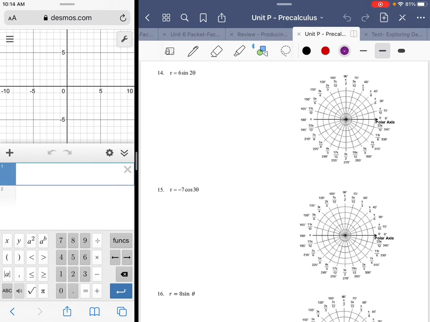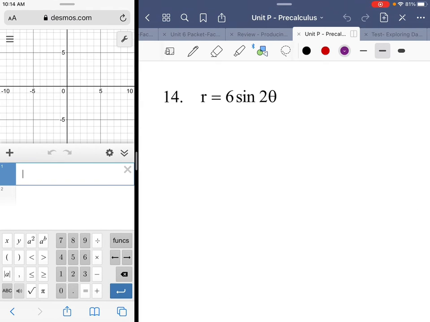So we're looking at page 15 in the Unit P packet, specifically number 14, r equals 6 times the sine of 2 theta. For this kind of problem, again, it's just like the ones on the previous page. We're looking for a convenient relation, specifically having to do with that sine of 2 theta. So something that is convenient for sine of 2 theta if we're looking to plot it by hand.